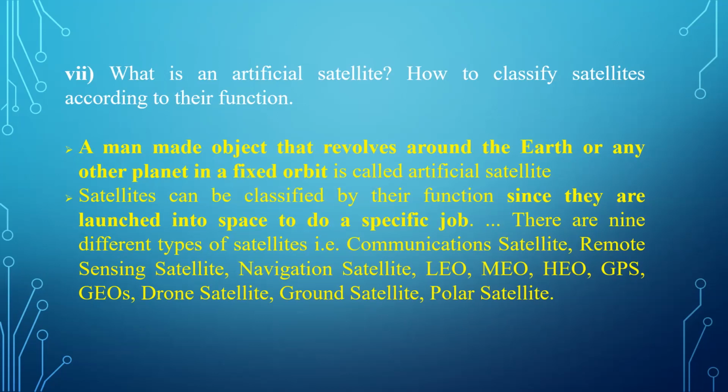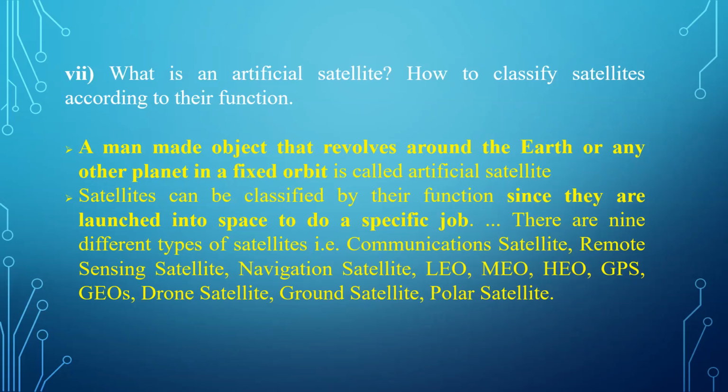Satellites can be classified by their functions since they are launched into space to do a specific job, right? They are classified according to their functions. There are different types of satellites: communication satellite, remote sensing satellite, navigation satellite, LEO, MEO, HEO, GEO, drone satellites, ground satellite, polar satellite. So it depends on the job for which they are launched, for communication purpose, for telecasting purpose, for weather purpose, for navigation purpose. Depending on that function, student, the satellite is classified. Okay, I hope you all have understood this.